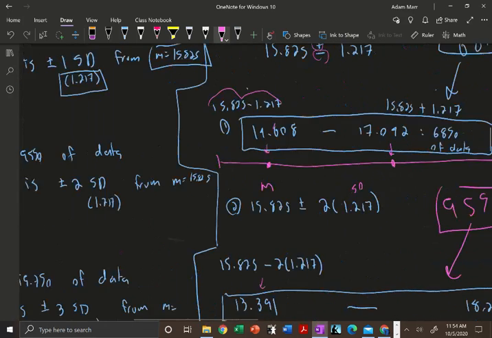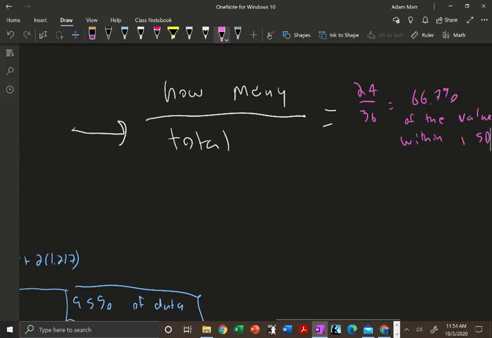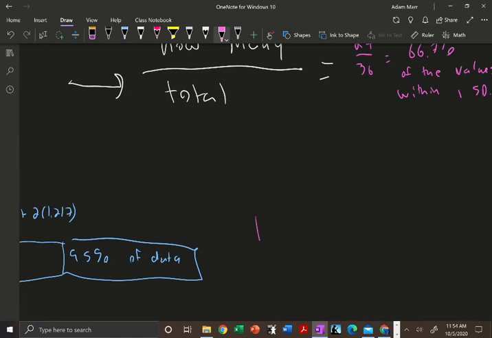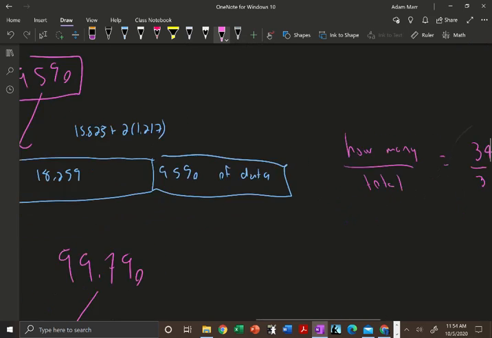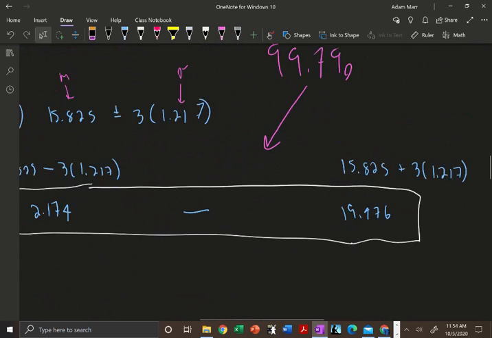Okay, so what we're going to do, we'll come over here. Again, we're doing how many over our total. So this is going to be 34 over 36. 34 over 36 gives me approximately 94.4%. Yes, I should have done two squiggly lines here because we are approximating, right? It's not exact. Okay, next, right here. I bet the next one is going to be all of our data, but let's see for sure.